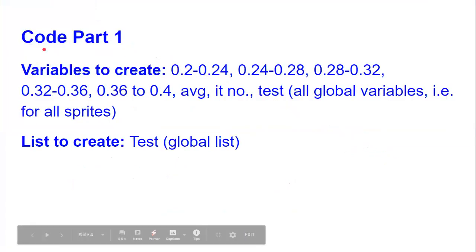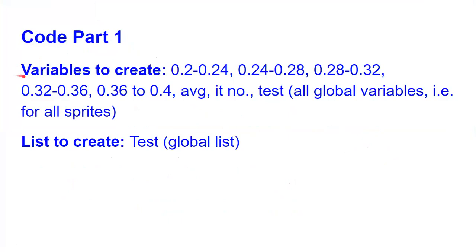And now let's go to part 1 of our code. We have some variables to create. For example, 0.2 to 0.24, 0.24 to 0.28, 0.28 to 0.32, 0.32 to 0.36, 0.36 to 0.4, average, iteration number, and test. All of them are global variables. That means that all of them are for all sprites. You might wonder what these numbers represent. This number represents the range where the test falls in. And we have a list to create which is called test. It's a global list, which means that it's for all sprites.